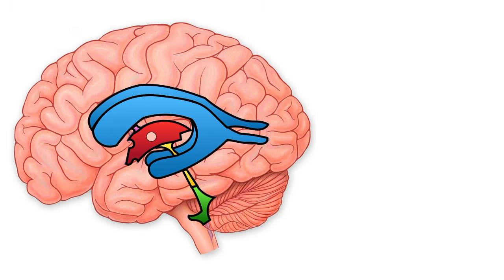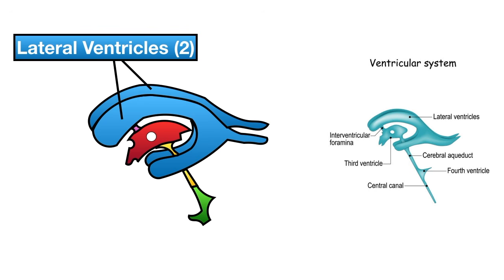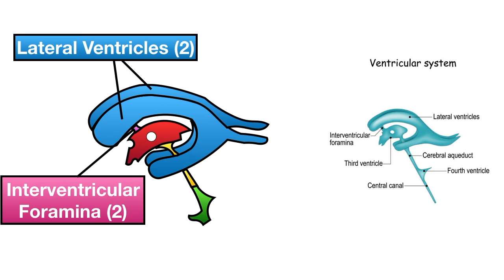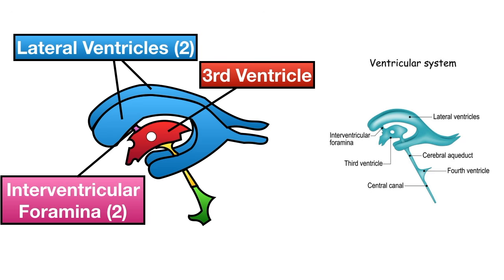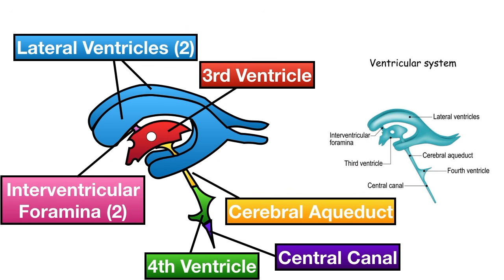Let's now take a look at these structures without the brain. You can use the label diagram next to it as a reference. Again, we have the 2 lateral ventricles, and on the bottom of each lateral ventricle is a passageway known as the interventricular foramen. They're also known as the foramina of Monro. The interventricular foramina connect each lateral ventricle to the 3rd ventricle. Through the cerebral aqueduct, the 3rd ventricle connects to the 4th ventricle, and the 4th ventricle narrows caudally to form and connect with the central canal of the spinal cord.